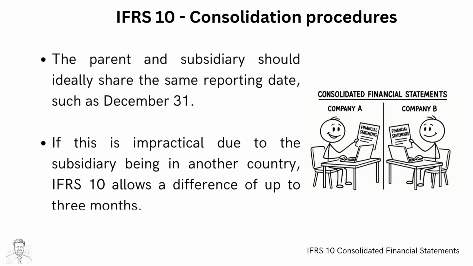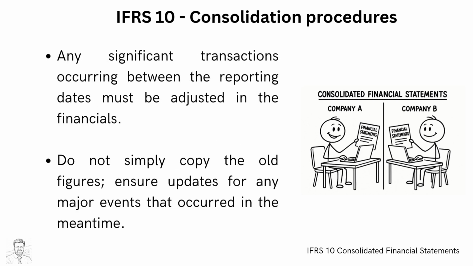Okay, here's something important about reporting dates. The parent and sub should ideally have the same reporting date. Like, if the parent reports as of 31st of December, then the sub should too. But what if that's not possible? I mean, sometimes the sub is in another country, right? Well, IFRS 10 says that's fine if it's impracticable to align the dates. But the difference between reporting dates should not be more than 3 months. And if there were big transactions between the two dates, you got to adjust for those. So yeah, don't just copy paste the old sub's financials, update for any major stuff that happened in the meantime.